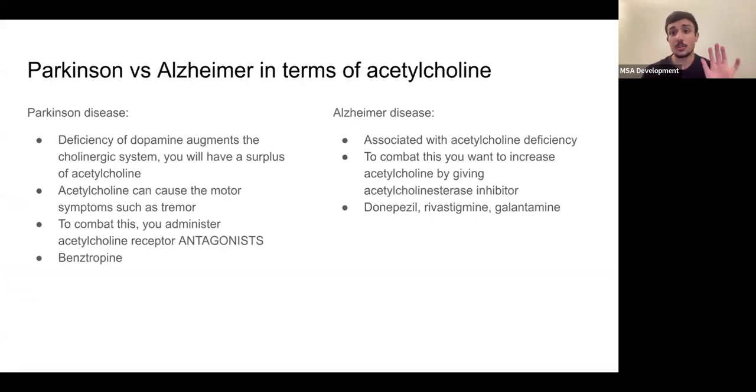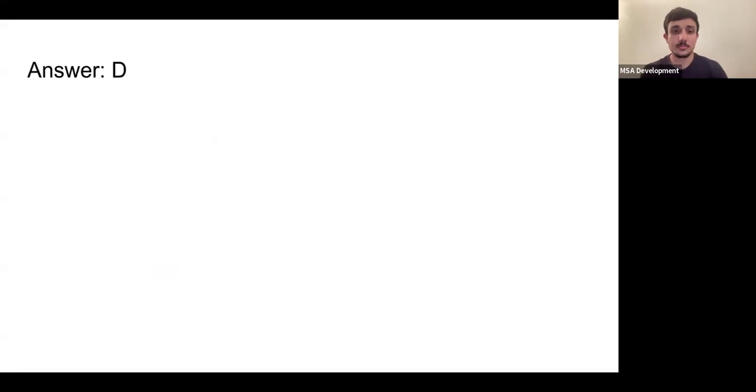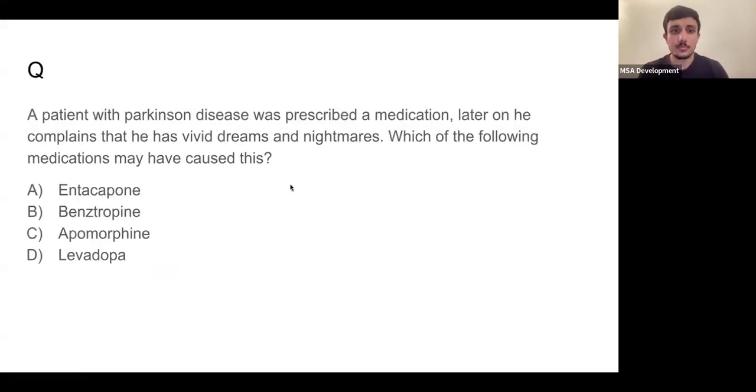Just pause on this and make sure you understand it very well. If it doesn't come in the exam, it's going to come in the future in your boards and Steps, etc. Now, let's see this question.